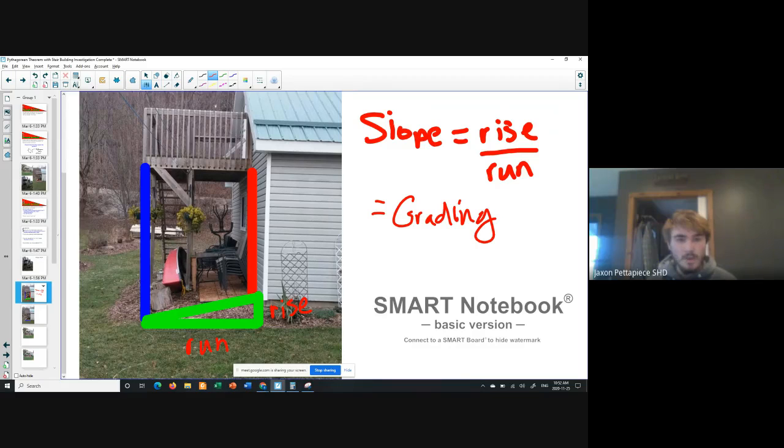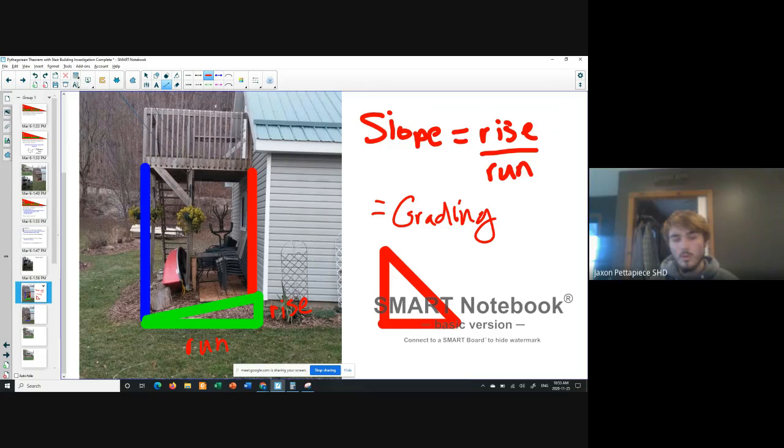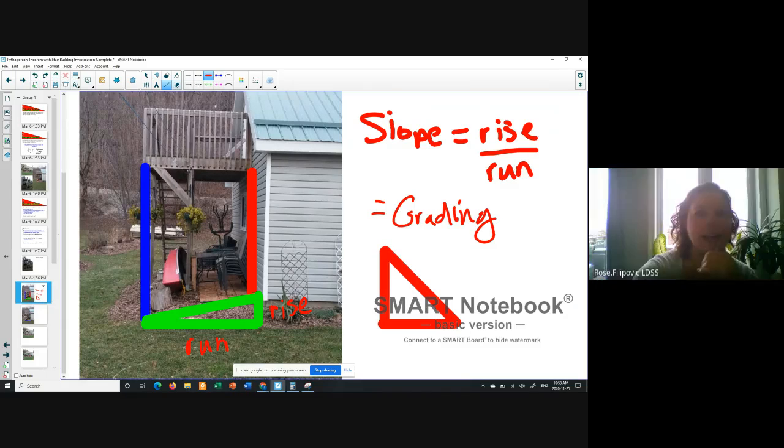That's like a 45-degree angle almost. This one here? Well, actually, 45 is a special triangle. Let's see if I can do that. That 45 would look like this. Oh, okay. So a bit smaller than 45 then. Yeah. So that 45 would look like that.